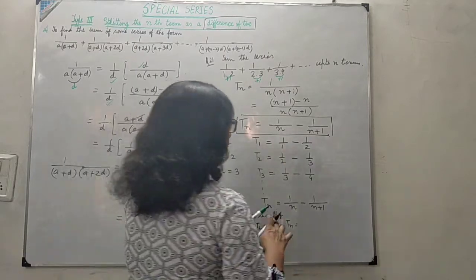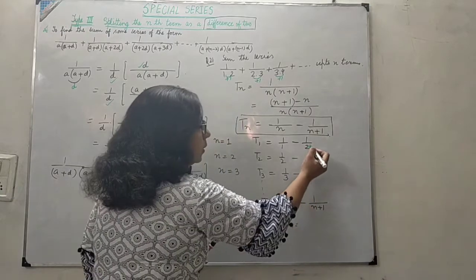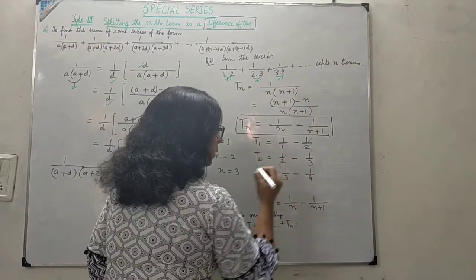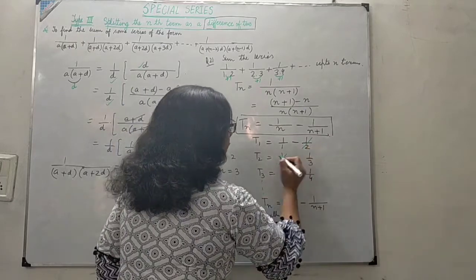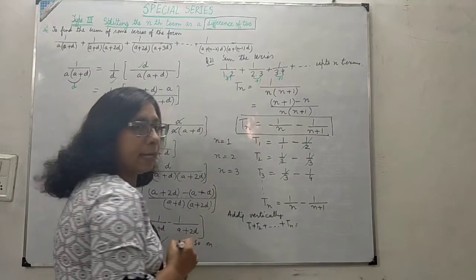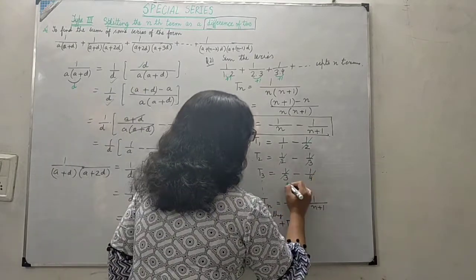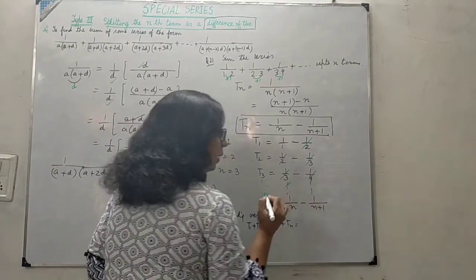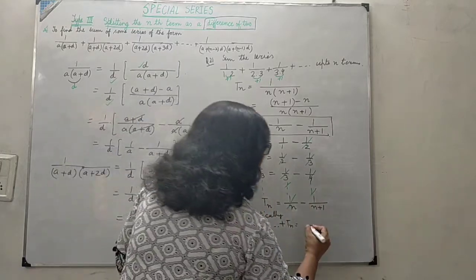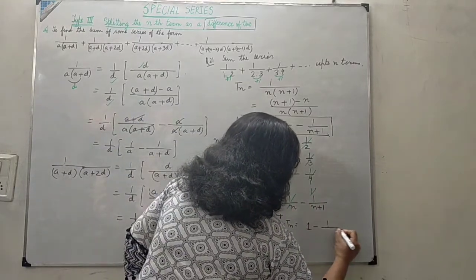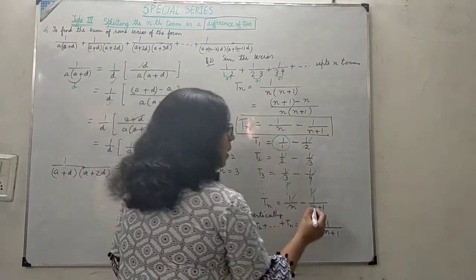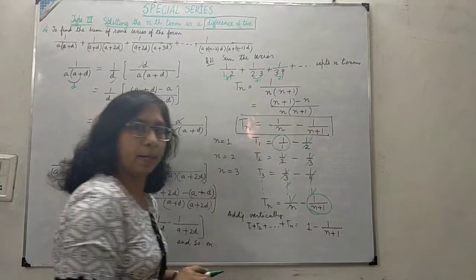You can keep them in brackets. If you check the first term and the second term, T2, this first one gets cancelled with the minus and plus, and this minus 1 by 3 with the next 1 by 3. The same way this goes on, and they will all be getting cancelled. So we are left with only 1 minus 1 upon n plus 1. We are always left with the first term and the last part.